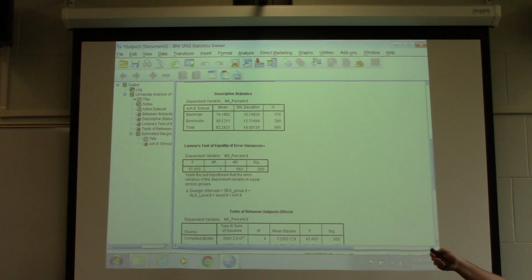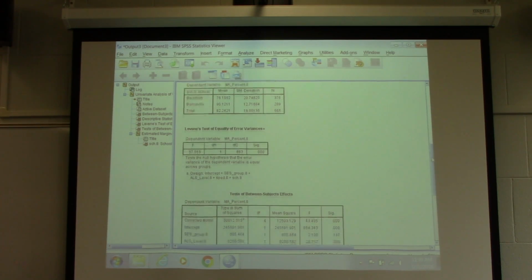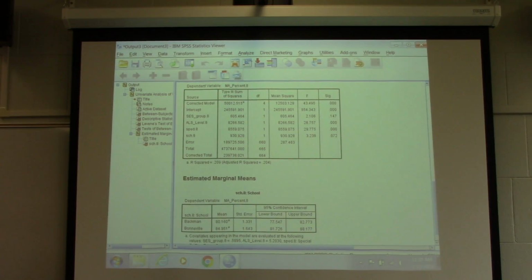Also note that Bonneville's non-adjusted mean was 90, and then when we leveled the playing field for student characteristics, it dropped down to 84. So Bonneville's came down as expected because they don't have many students who have these particular characteristics, and then Backman's went up because they have many students with these characteristics, and now you only have a 4-point difference in math score, 4 percentage points, and that's not even statistically significant.